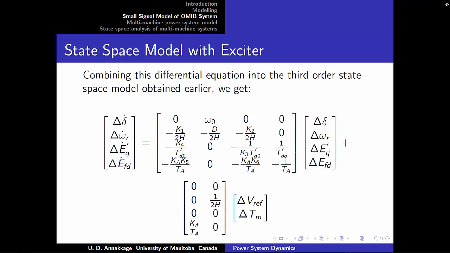Now combining all four differential equations, we get the state space system given here. And again, note that the inputs to this state space system are delta Vref and delta Tm. In our third order model, the two inputs were delta EFD and delta Tm.